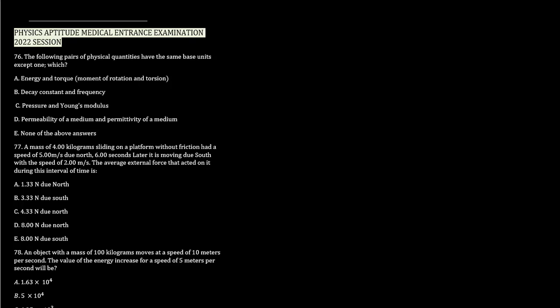Question number 76. The following pairs of physical quantities have the same base units except one, which is? A. Energy and torque, in brackets moment of rotation, and the torsion. The energy E is measured in Newton meter. So it is force times distance. Next, the torque, that's the rotational moment, is measured in Newton meter. So the two quantities all have the same base unit.